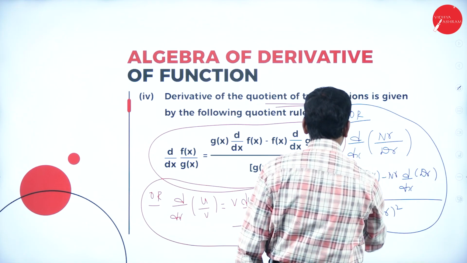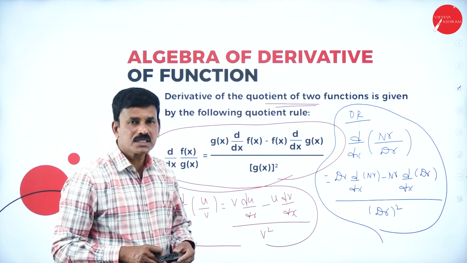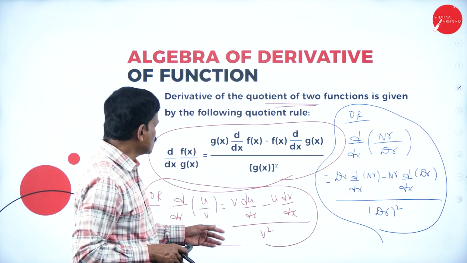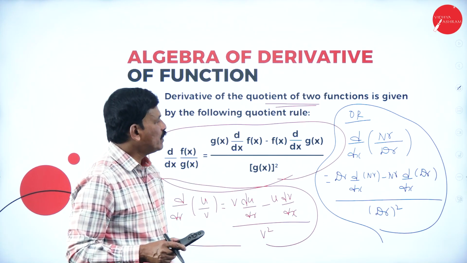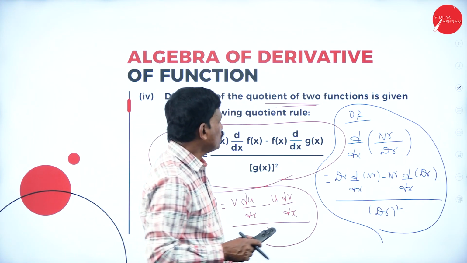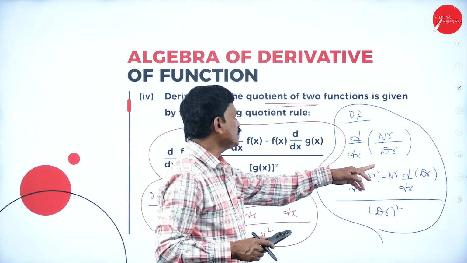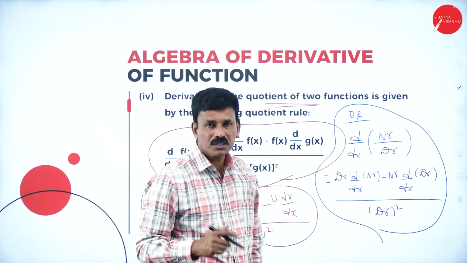This is also the rule. Any method you can follow to solve the problem. So, these are different ways of representing the quotient rule. d by dx of u by v is nothing but v into du by dx minus u into dv by dx divided by v square. d by dx of numerator divided by denominator means denominator into differentiation of numerator minus numerator into d by dx of denominator, divided by the denominator square.